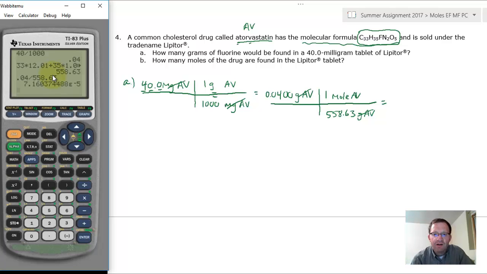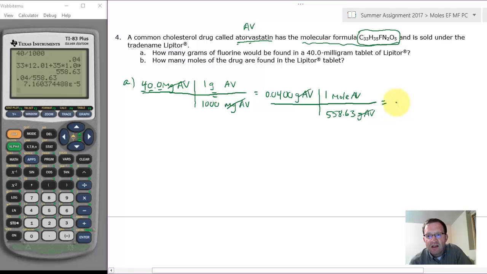Now, that's my answer for moles of atorvastatin. And it says it's 7.16 times 10 to the negative 5 moles. Now, don't be afraid of powers of 10, because they're going to show up all over the place. Don't be afraid of negative powers of 10. Feel free to use them as they are.